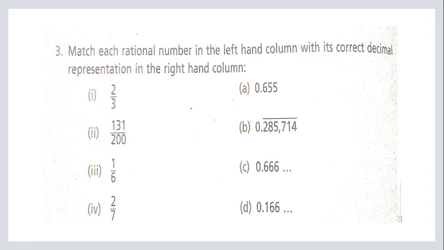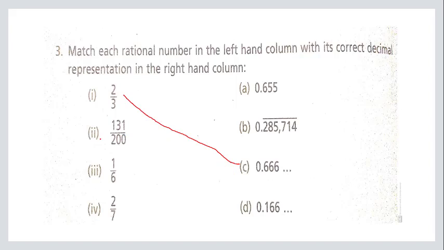Now question number 3, match each rational number in the left column with its correct decimal representation in the right hand column. Now for this question you can either use a calculator or you can simply divide them manually with your hand. 2 by 3. Now 2 by 3 is equal to what? You just simply need to divide 2 by 3. If you divide 2 by 3, you get 0.66666. So you need to match this 2 by 3 with this one, C.